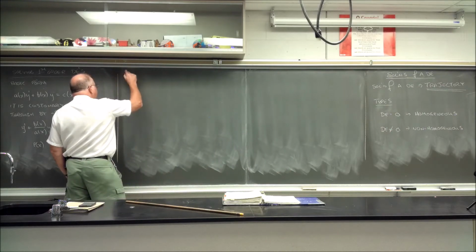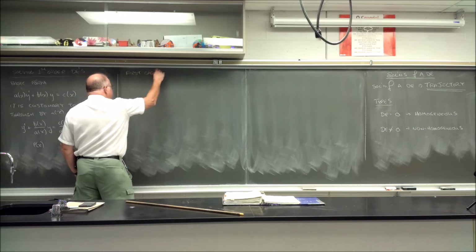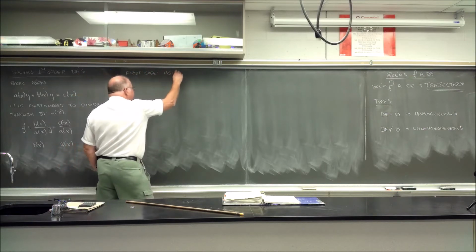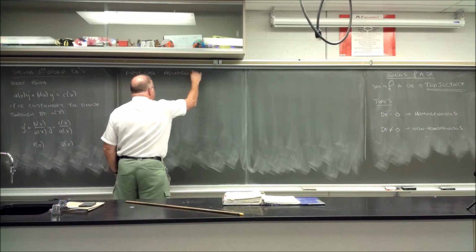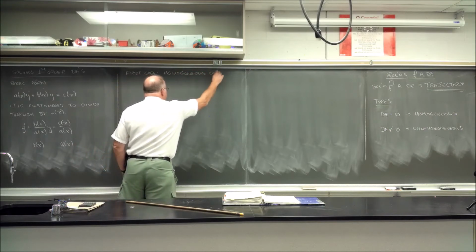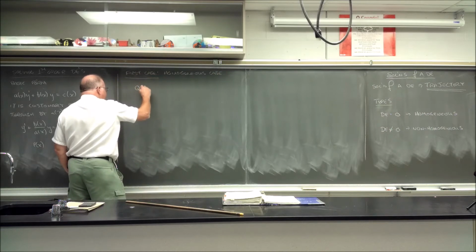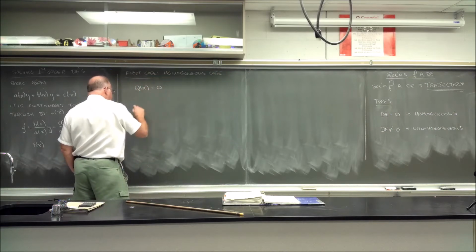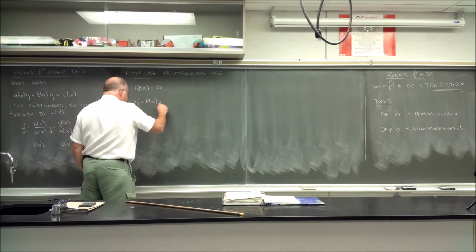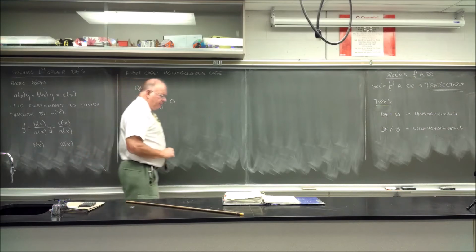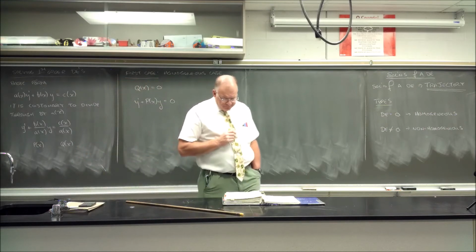So the first case here is going to be the homogeneous case. That implies that q of x is 0, and we're going to have y prime plus p of x, y is equal to 0. That would be the relationship we have.